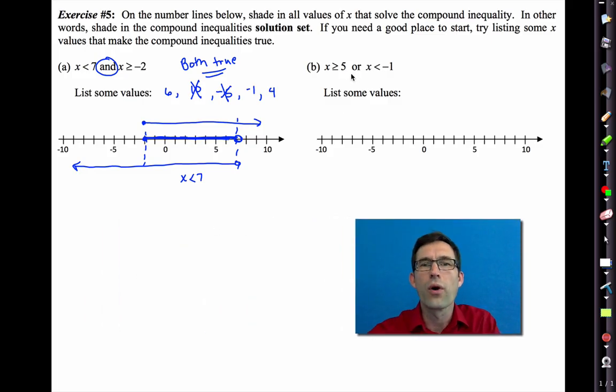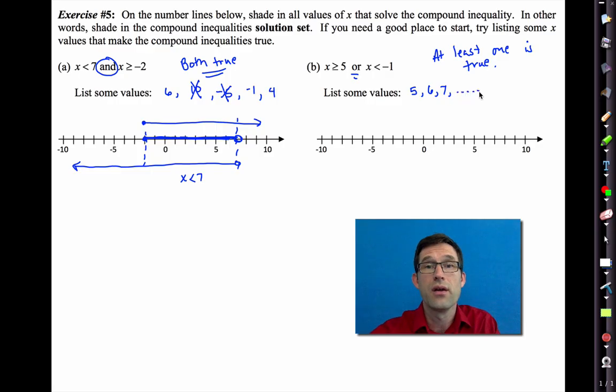All right, let's do one with OR. Now for OR, at least one has to be true. Both could be true, but at least one has to be true. This is actually kind of easier. Let me make this one true. 5 will make that one true. So will 6. So will 7, etc. They'll make these false, right? Because 5 is not less than negative 1. 6 isn't less than negative 1, but that doesn't matter, right? We just got to make at least one of them true, which actually means that numbers like negative 2 and negative 3, etc. will also work because they're less than negative 1.